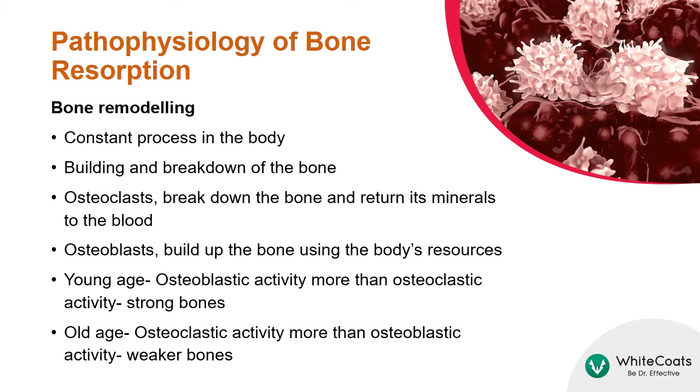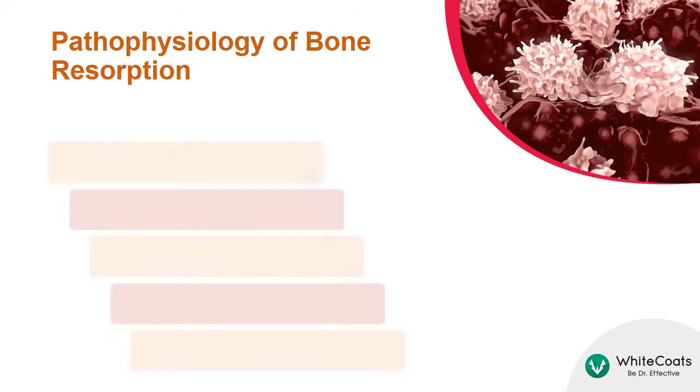Bone remodeling is the constant process of building and breakdown of the bone in the body. Osteoclasts are the bone cells that break down the bone and return its minerals to the blood. Osteoblasts are the bone cells that build up the bone using the body's resources. At young age, the osteoblastic activity is more than osteoclastic activity, leading to strong bones, whereas, as the age advances, the osteoclastic activity becomes more than the osteoblastic activity, leading to weaker bones.